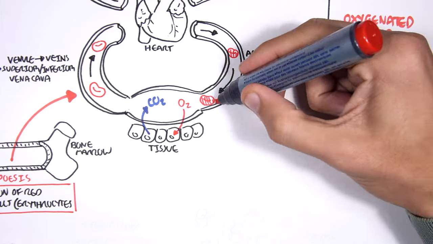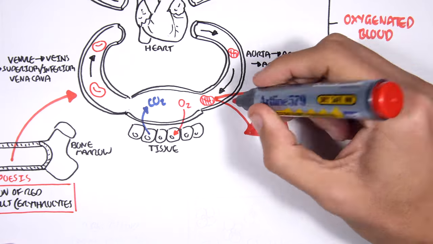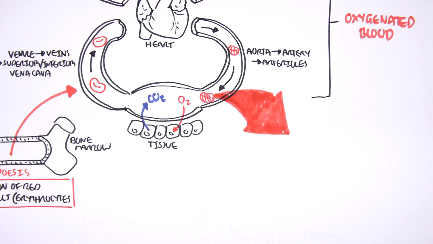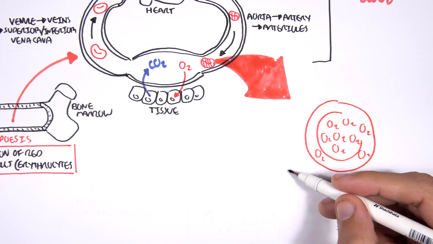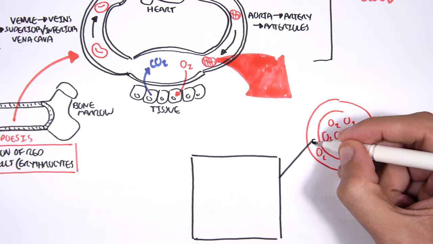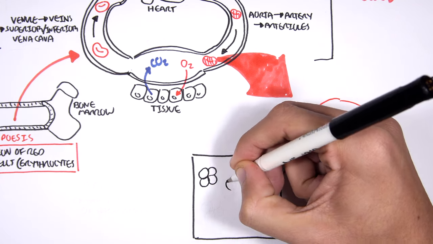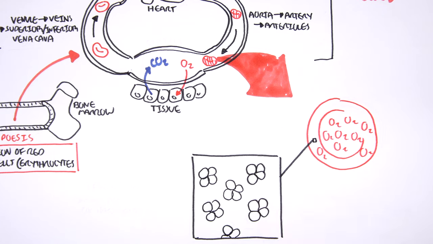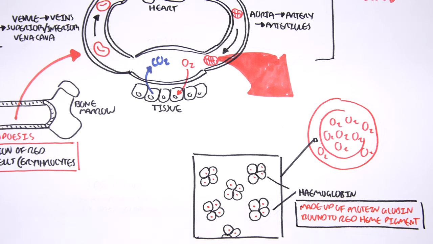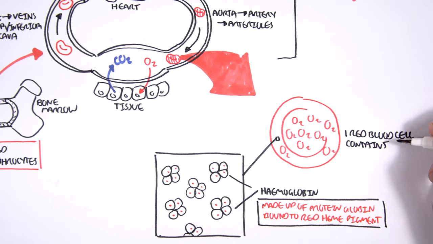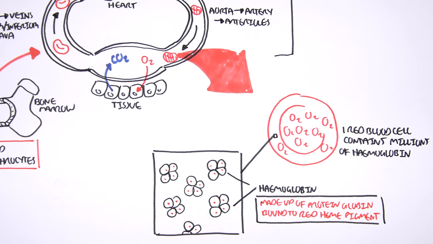So how is it that these red blood cells can be saturated in oxygen? How is it that oxygen is able to bind onto hemoglobin molecules within red blood cells? To find out, let's zoom into this red blood cell, which is saturated in oxygen. If we zoom into this small area, we can find these many tiny molecules, and it's these tiny molecules that are hemoglobin. Each one of these is hemoglobin. Hemoglobin is made up of the protein globin bound to a red heme pigment. Now, it's very interesting to know that one red blood cell, one erythrocyte, contains millions of hemoglobins. And so you can imagine the potential of how many oxygens this red blood cell can carry.